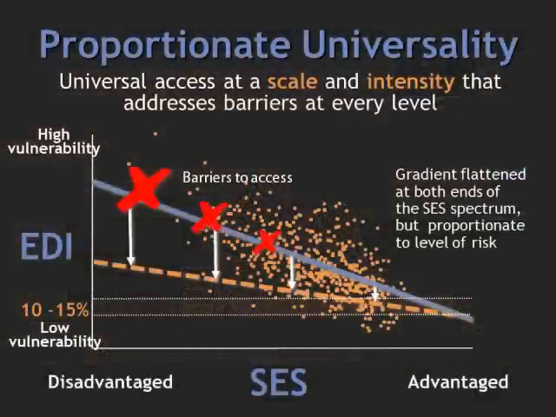That is to say, universal access at a scale and an intensity that addresses barriers at every level. So, universal access, in other words, programs open to all, but organized in ways, by neighborhood or otherwise, whereby the barriers of access are addressed so that the intensity differences exist. That would be the idea. And that is what we're talking about these days: proportionate universality and barriers, as opposed to the old saw of targeted versus universality, and trying to get this idea out there as a way to go.